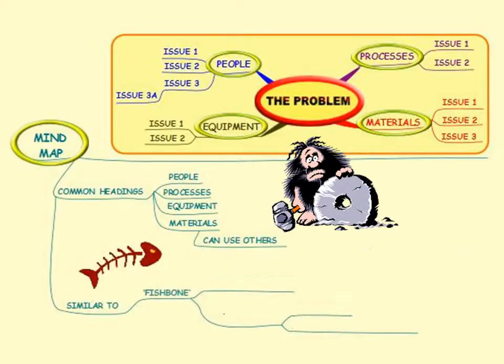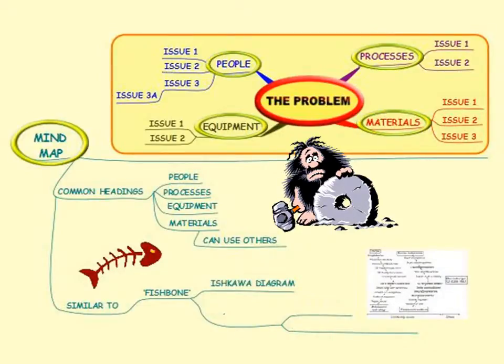This is actually similar to something called a fishbone diagram or an Ishikawa diagram, named after the person who invented it. And you can see there that it looks a little bit like the bones of a fish and similar in a way to a mind map. And this is used to identify root causes and potential issues and causes. So very similar methods, mind map and fishbone diagram.